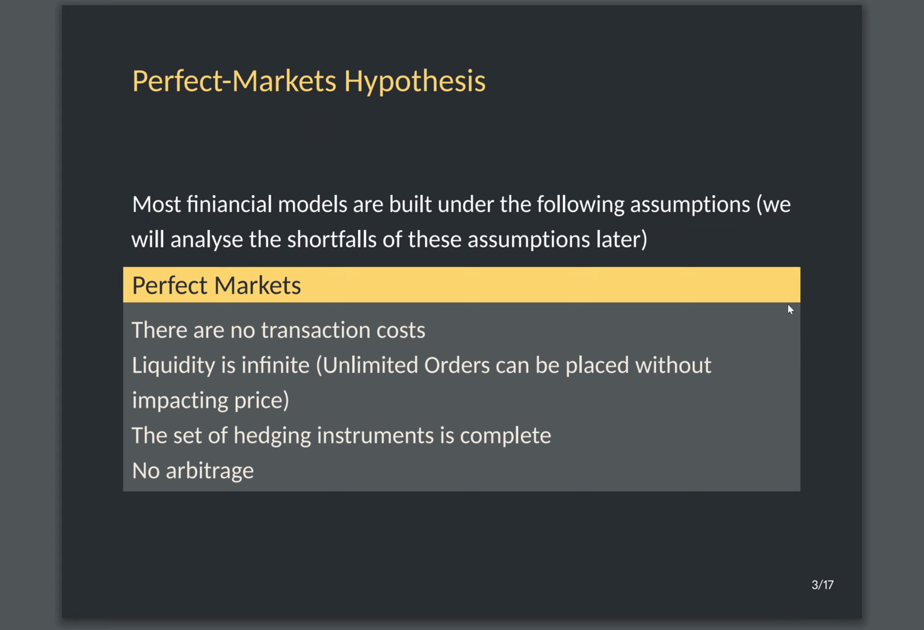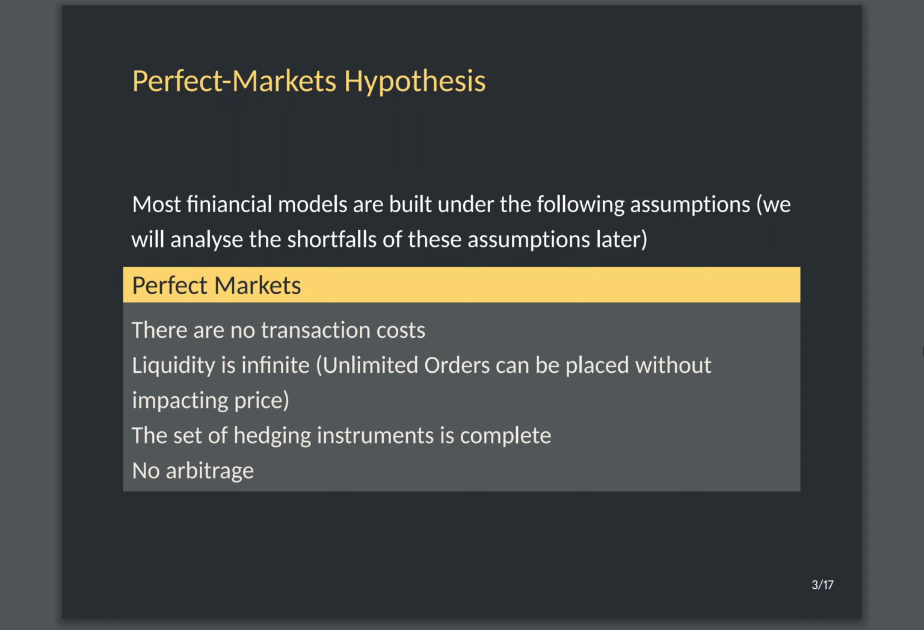Okay, now that we know the basic terminology, let's understand the assumptions of a financial market. Most models of financial markets follow a set of assumptions known as perfect markets. We will analyze these assumptions and relate them to real-world pricing later in the video. The model states that there are no transaction costs or fees associated with buying or selling. Liquidity is infinite, that is, unlimited orders can be placed without impacting the price of a security. The set of hedging instruments is complete, so any derivative product can be replicated using the hedging instruments, and every asset has an arbitrage-free price.